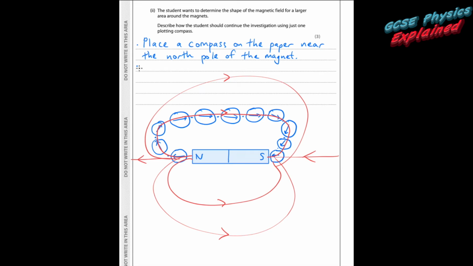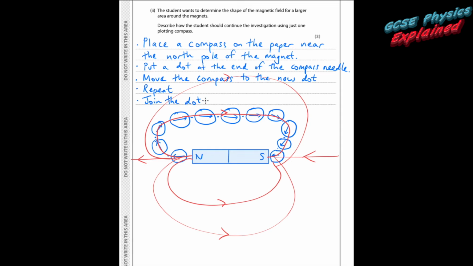Place a compass on the paper near the north pole of the magnet. Put a dot at the end of the compass needle. Move the compass to the new dot. Repeat. And then join the dots to show the shape and direction of the magnetic field.